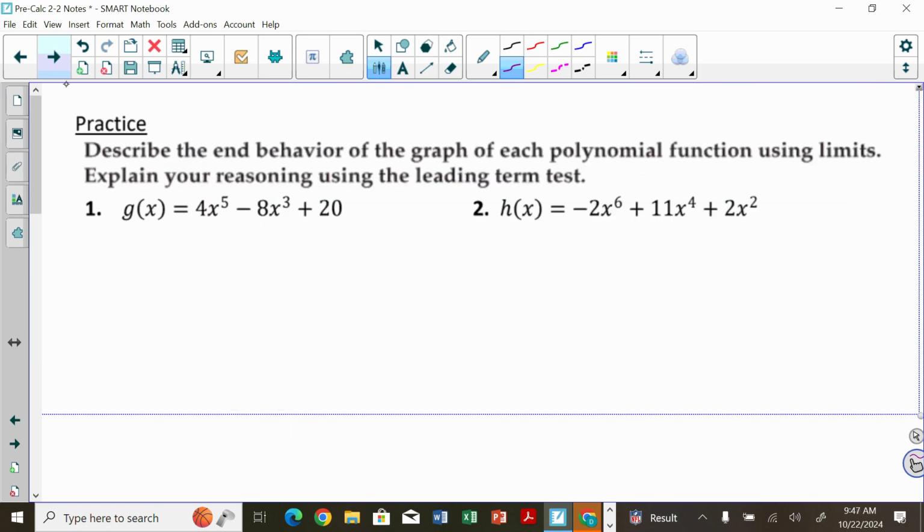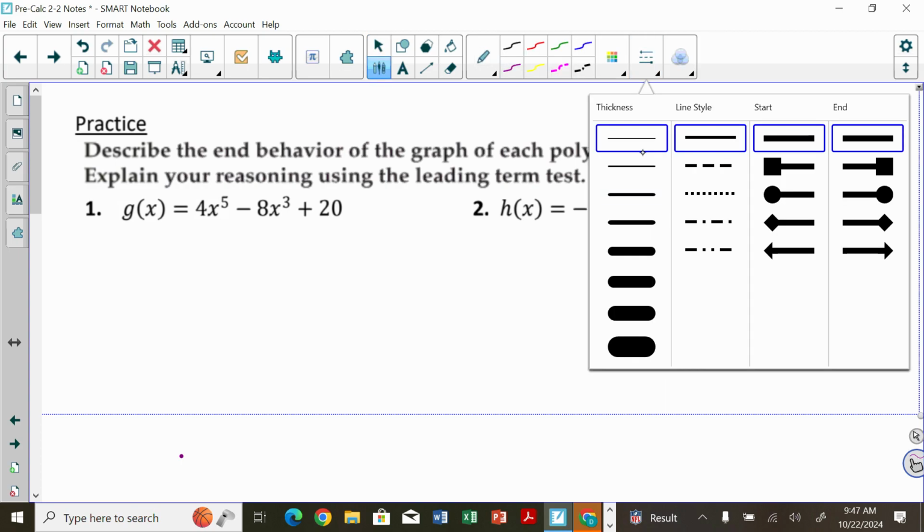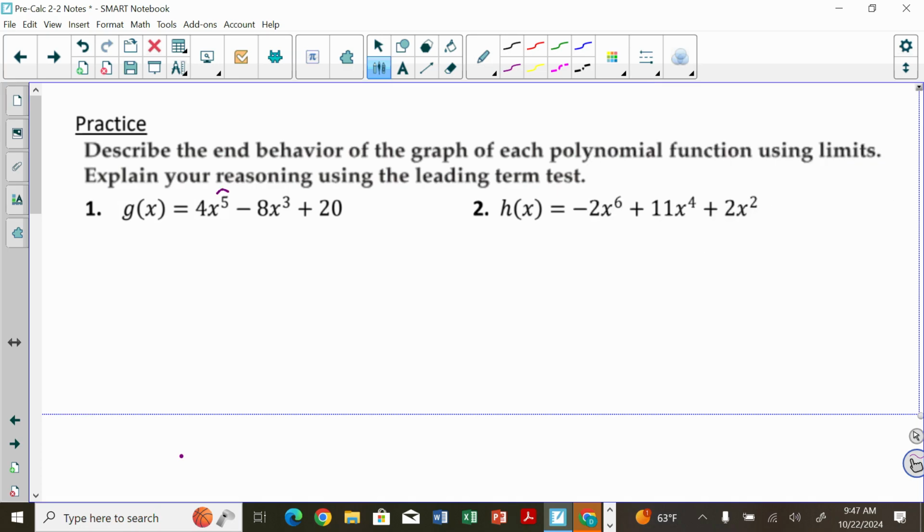All right. So this part here just says describe the end behavior of each graph using limits. We're going to use our limit notation, and we'll explain our reasoning using the leading term test. Okay, so we can do that, and it's fairly simple. We can see that basically you've got an odd exponent. Okay, so that's kind of our reasoning.